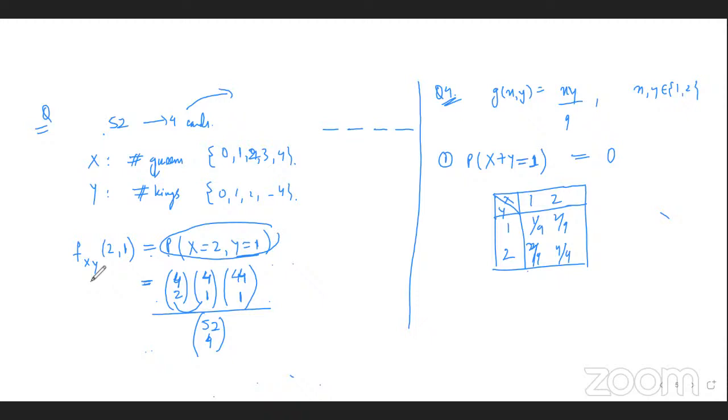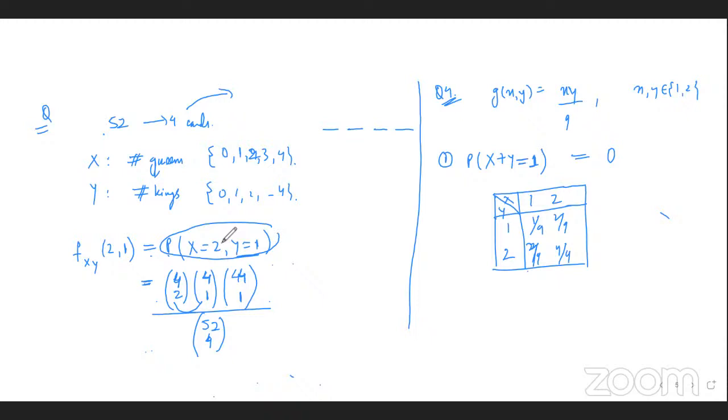So there are 4 queens, right? In a pack of 52 cards, there are 4 queens. There are 4 kings also, right? And what do you want? You want your x to be 2, the number of queens to be 2. So out of those 4 queens, how many ways can you select those 2 queens? So it is 4C2. And how many ways can you select 1 king?